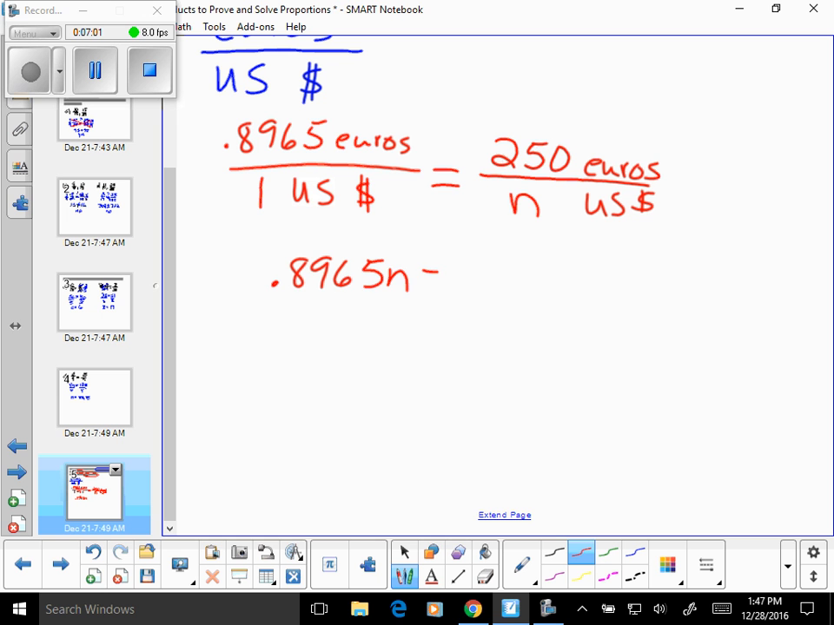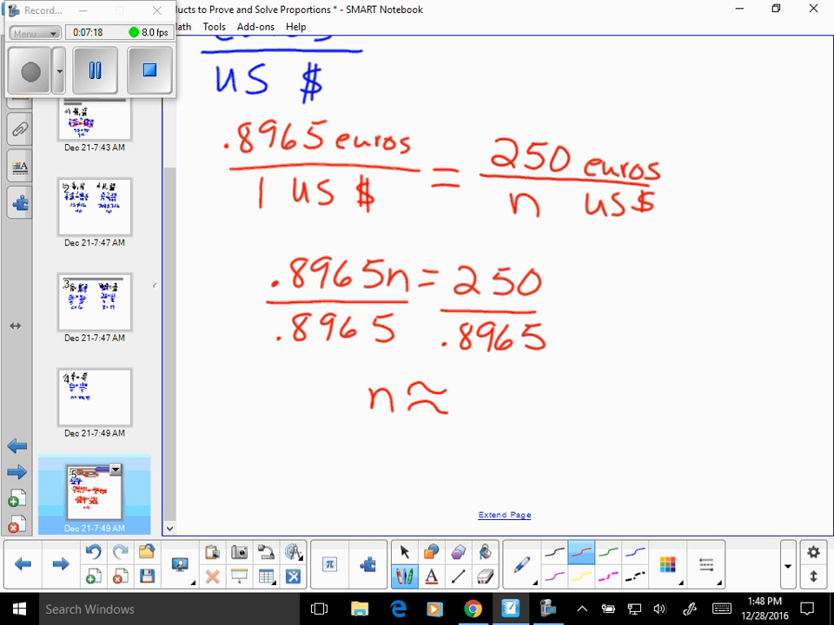0.8965 n equals 250. Again, I've got that one-step equation. It all goes back to equations. Divide both sides by 0.8965. Generally, they are going to ask you to round off to the nearest dollar. So in this case, I am going to get $279. And that completes Chapter 5-4, Scouting Out.